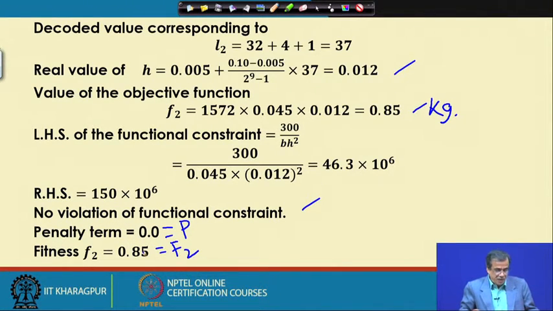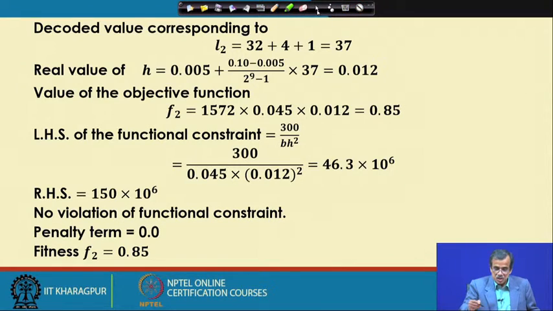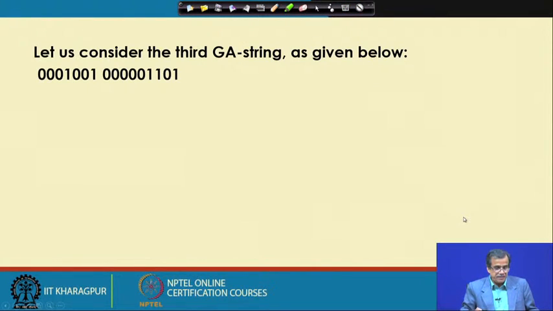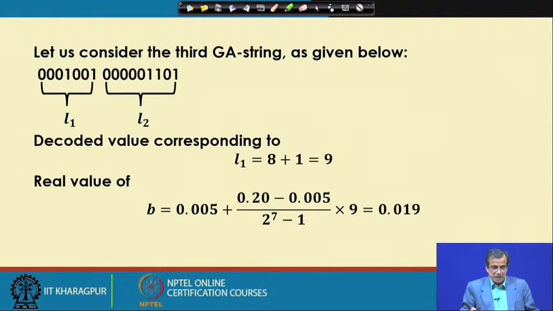So, as there is no violation, the modified fitness will remain the same as the original fitness. So, corresponding to the second GS string, I am able to determine the value of the objective function or the fitness. Now, let us concentrate on the third GS string.